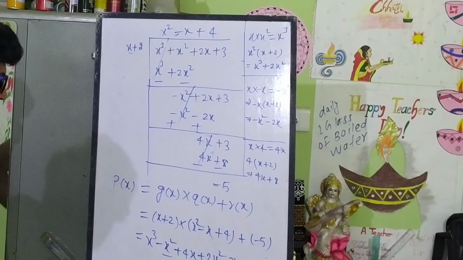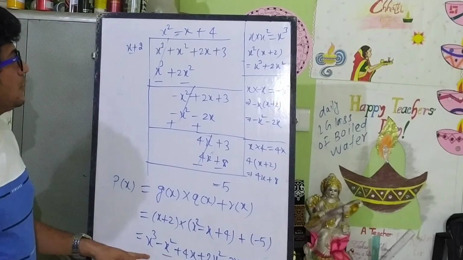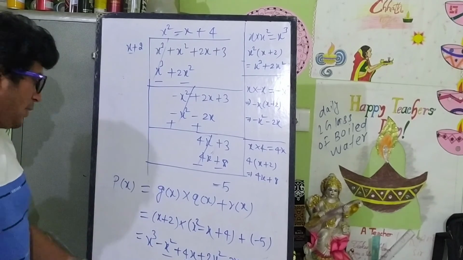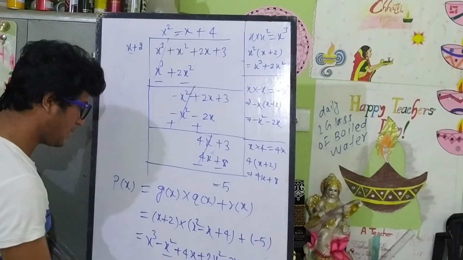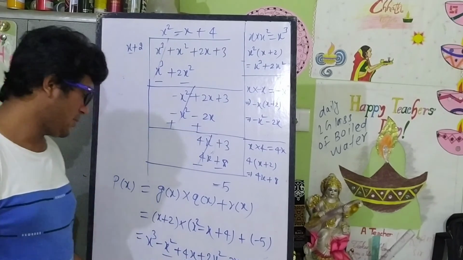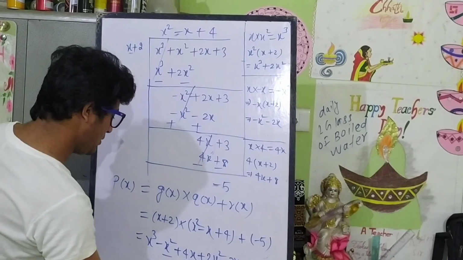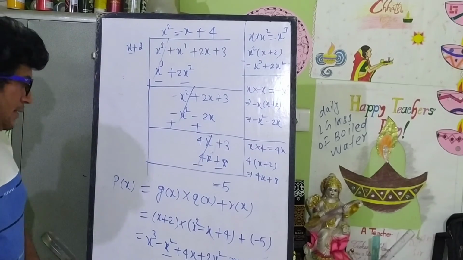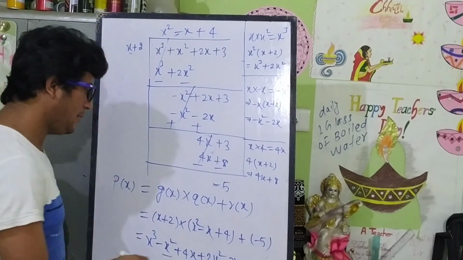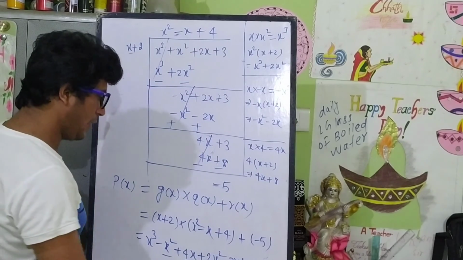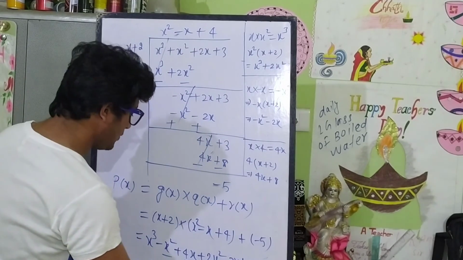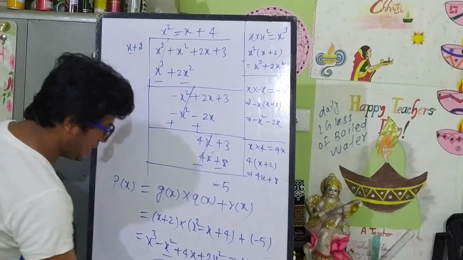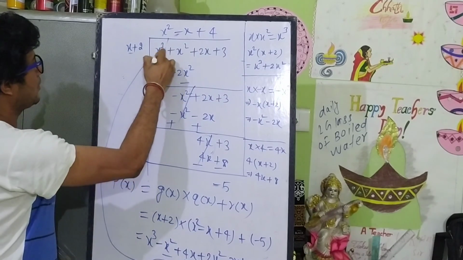So here what is coming? x cube minus x squared plus 4x, plus 2x squared minus x squared, so positive x squared. And 4x minus 2x is 2x. And this is 4 into 2, 8, so plus 8. Next, 8 minus 5 becomes 3. So now yes, the dividend is the same. Whatever dividend is there, the dividend is same, x cube.